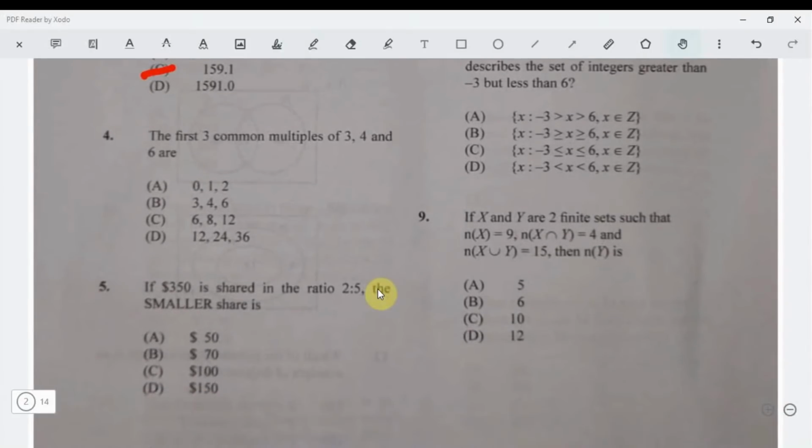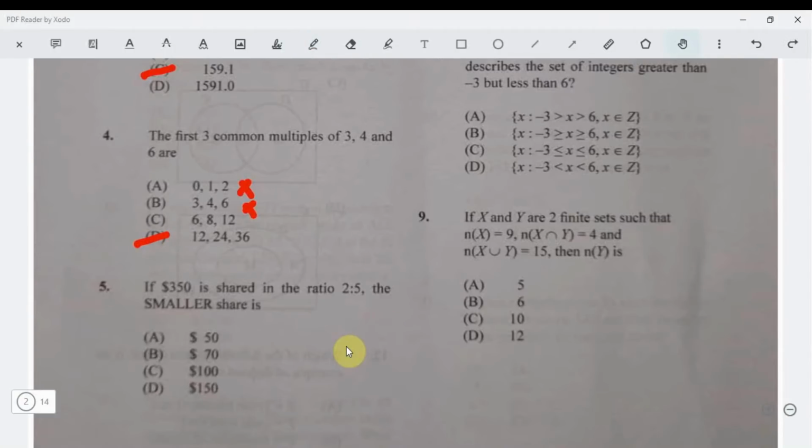Question 4, it says the first 3 common multiples of 3, 4, and 6 are. Already we know option A is out. Option B would be out because it says multiples. Multiples of 3 are like 3, 6, 9, 12, 15, and so forth. Now 6, 8, 12. First thing, 8 is not a multiple of 6. So it has to be option D. Alright?